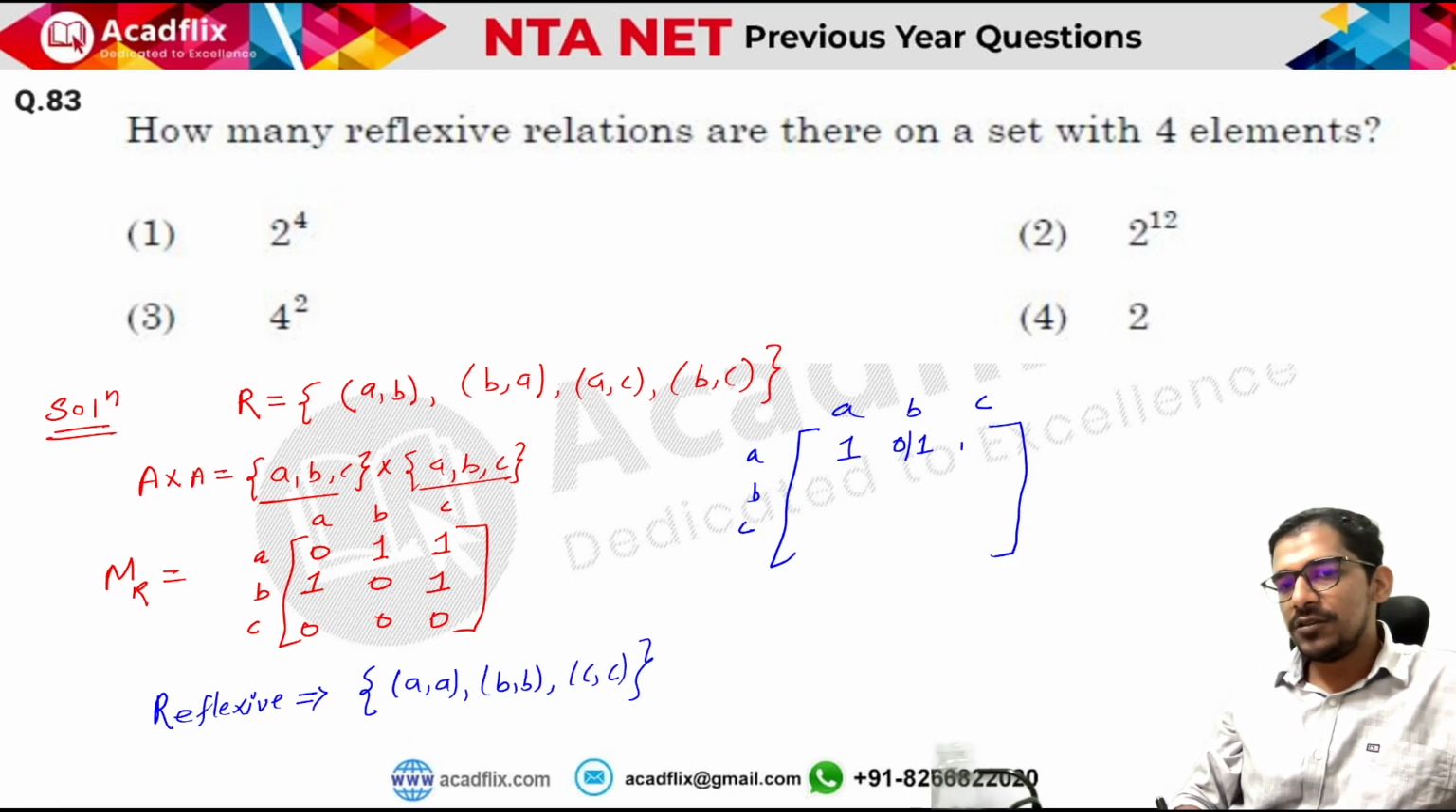Like this, for AC also we have two choices, either it can be 0 or it can be 1. 0 means that AC is not in the relation, 1 means AC is in the relation. And then BA is also having two choices, either it can be 0 or it can be 1, but BB does not have a choice, they have to be in the relation if the relation needs to be reflexive, right? So BC may be in the relation or may not be in the relation.